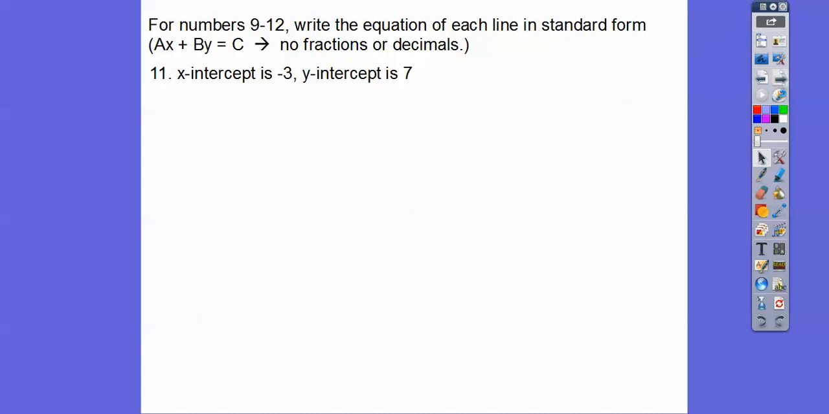Okay, so this is the same problem we had in number 8, and we got it in point slope form, or slope-intercept form right there.